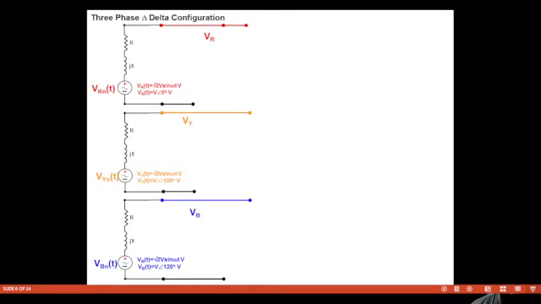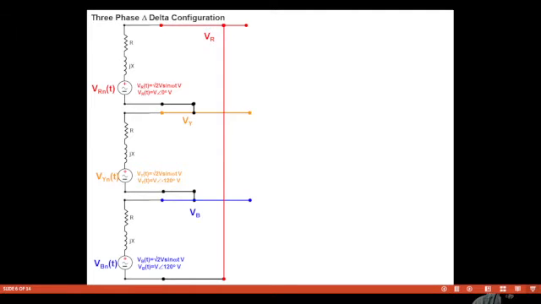Now, next we take the delta connection. That is how we connect the delta connection. So we take three-phase generators, 120 degrees electrical apart, and we can connect V red with the neutral of V blue. And similarly, we take the phase of yellow and connect it to the neutral of the red. And similarly, we take the blue and connect it to the neutral of the yellow.